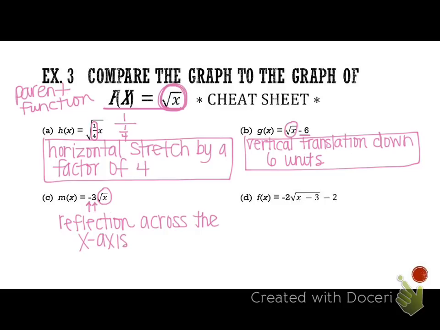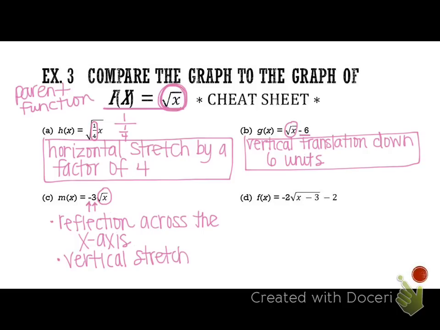Now we got to figure out what we're going to do with that 3. Again, that 3 is being multiplied by the entire function. So when a number is being multiplied by the entire function, that takes us down to vertical stretch or shrink.